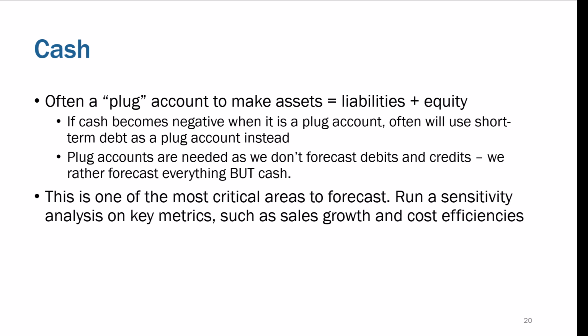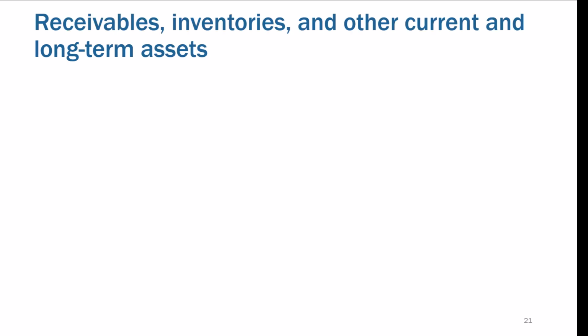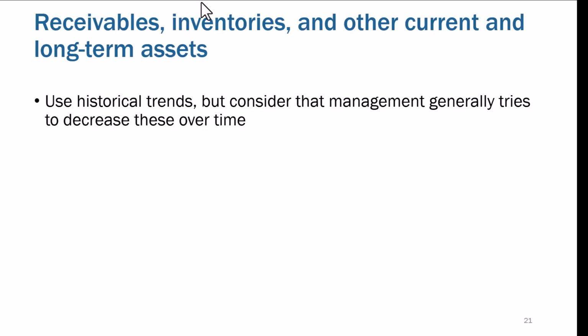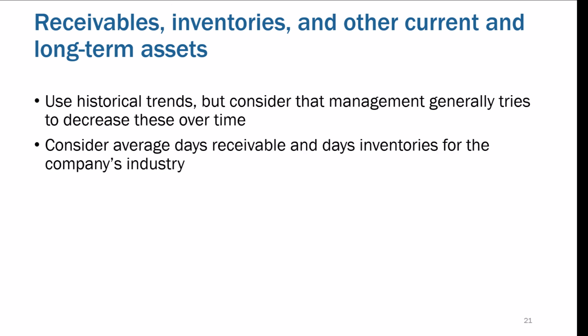Now, this is one of the most critical areas to forecast: cash. So oftentimes we will run a sensitivity analysis based on key metrics like sales growth, like cost efficiencies, to see how they're going to impact cash. Some of the other items right here, receivables, inventories, and other current and long-term assets, we forecast by looking at historical trends, and also just factoring in management guidance. If it looks like we're going to try to collect receivables quicker or maybe stockpile more inventory so we don't have stockouts, something to that effect, which could impact those.